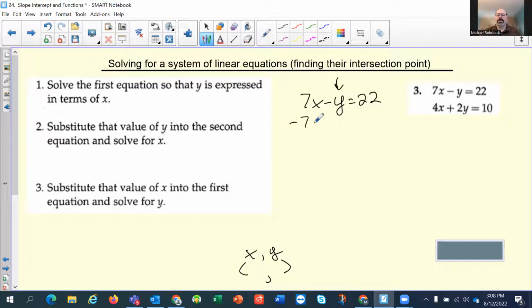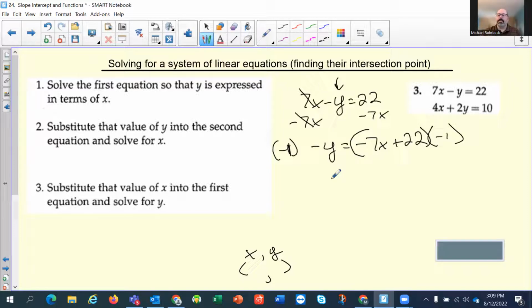So you have to get rid of 7x. You're going to go minus 7x on both sides. Well, this is going to cancel. You're going to have negative y equals negative 7x plus 22. Well, we want y. We don't want negative y. So what we do is we multiply both sides. Every term here is going to get multiplied by negative 1.